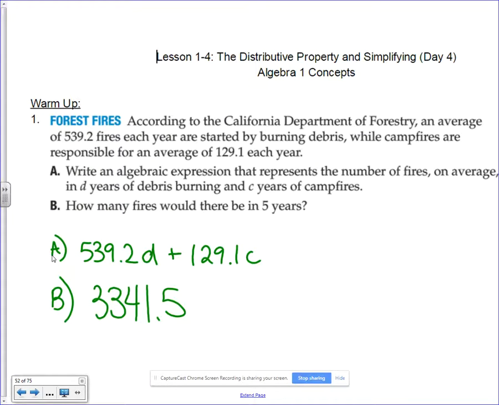Now, I don't necessarily like parts of this problem because if you ask me, how do you have 0.2 of a fire? It's either a fire or it's not a fire. Or how do you have 0.1 of a fire? Because they had it like that in the original problem, that's why I left it as 0.5 here. If it were me, I would be rounding this because you can't have half a fire. But because of the original problem and the way they worded it, we're going to leave it like that. Everybody okay with that?